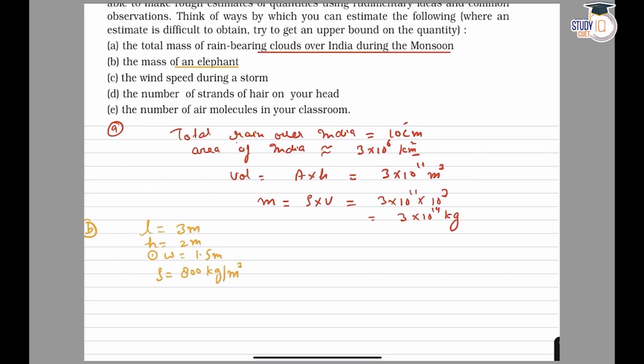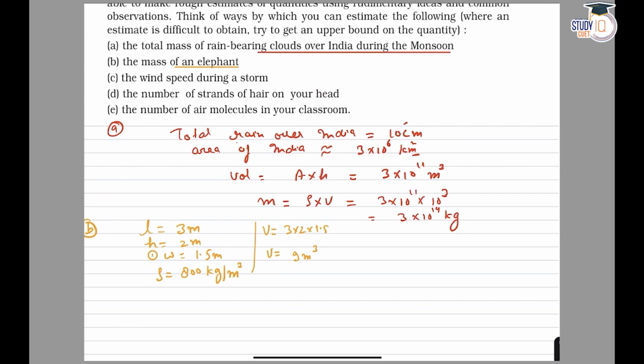As it is floating in water, its density would be less than water, and the density of water is equal to 1000 kg per meter cube. So roughly we are assuming the density of elephant as 800 kg per meter cube. So from this we can say that the volume of elephant can be written as 3 into 2 into 1.5. So the volume of elephant, let's say, comes out to be 9 meter cube.